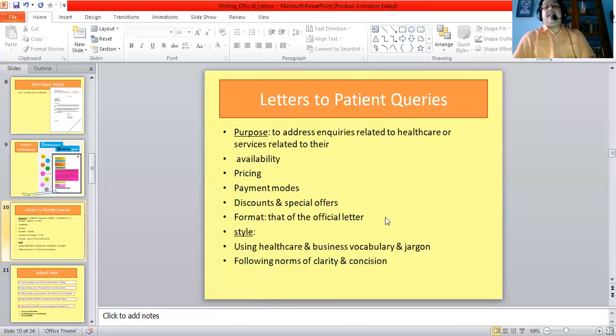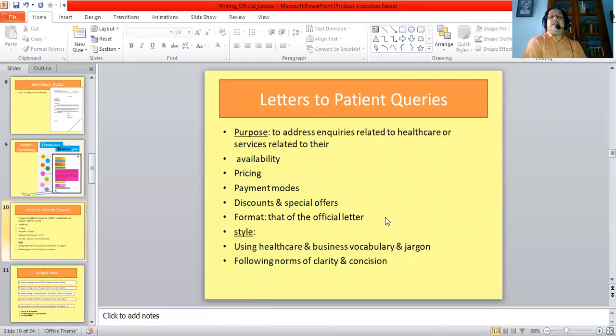So let's say that you have certain healthcare packages for cardiac patients. So what is the content of these packages? And suppose I want to avail them within the next fortnight. So will I be able to avail them? Do I have to make a prior booking? So what is the price? Are you offering any discounts? What are the modes of payment? And other details like this.